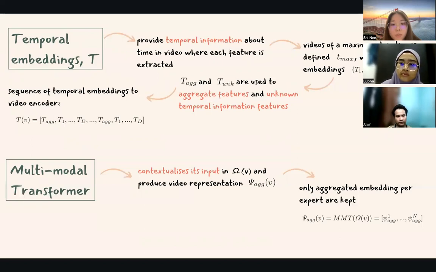The last one is the multi-modal transformer. It will take the input as shown and produce the video representation psi AGG. It's important to note that only the aggregated embedding per expert is kept.